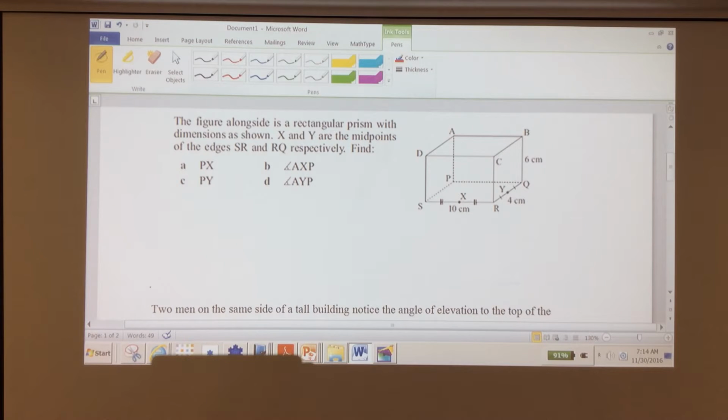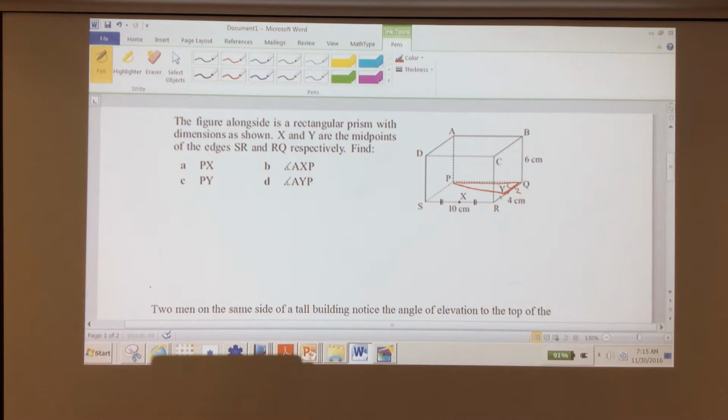Okay, part C, PY. Let's see where PY. PY goes from here to there. Let me draw in where the right triangle is that we're going to use, which is that one. There's our right angle back in the corner. This right side is 4, so Y cuts that in half. This little section is 2.